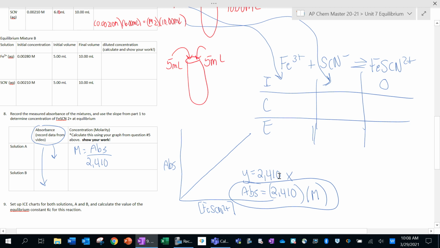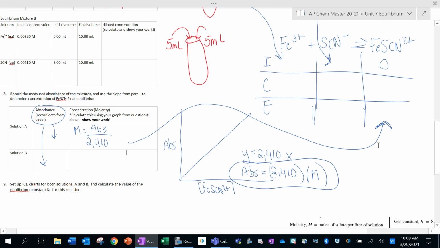So notice how it's just like a linear graph here. If you know y, you could solve for x, or vice versa. So what we're doing is we're measuring the value of y, and we're using that to solve for x. So once we find the molarity of your iron thiocyanate, this is going to give you that value right here. So now we're going to know the initial amounts of iron and thiocyanate, and then we're going to be able to calculate what the equilibrium amount is for iron thiocyanate.